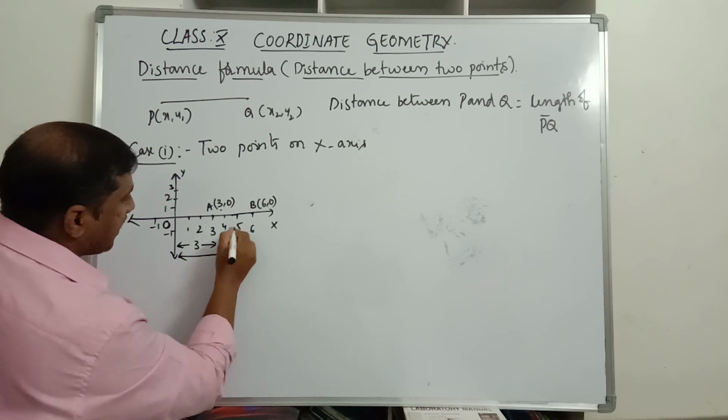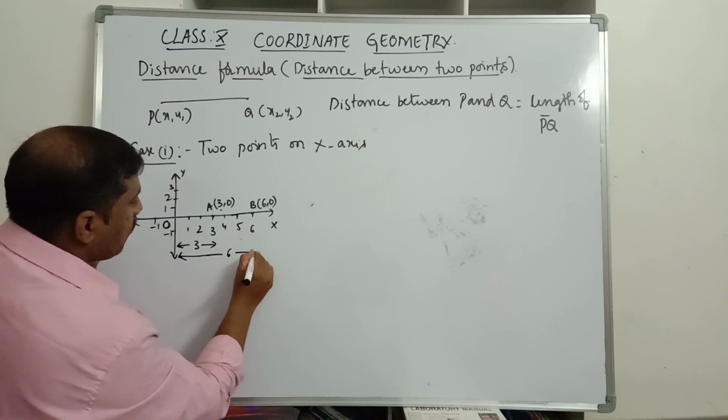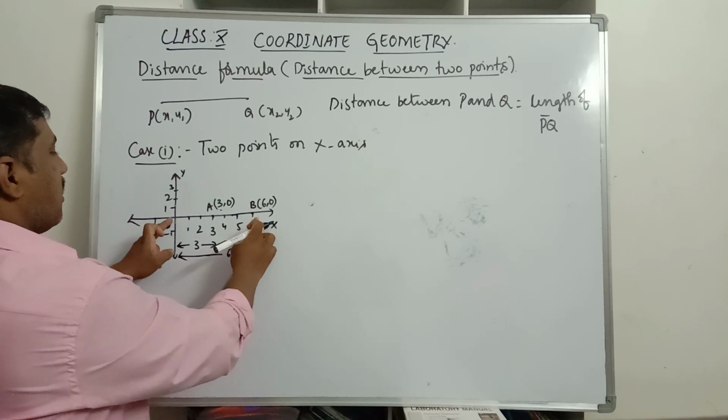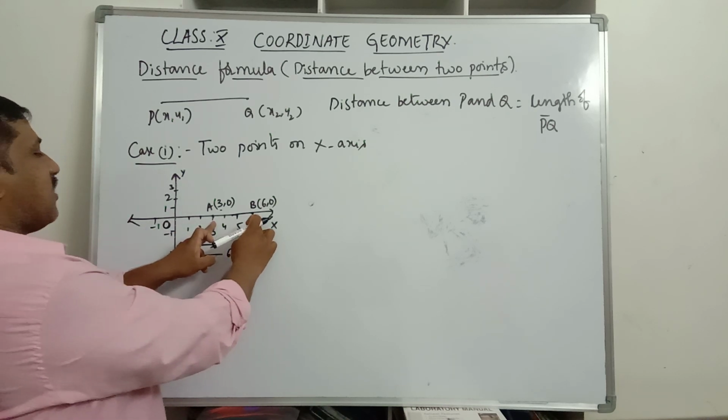OB is how much? 6 units are there. OB is 6 units. This is OB. Now AB we need to find. AB is equal to what?